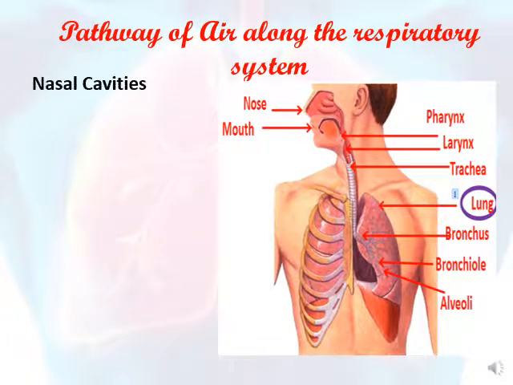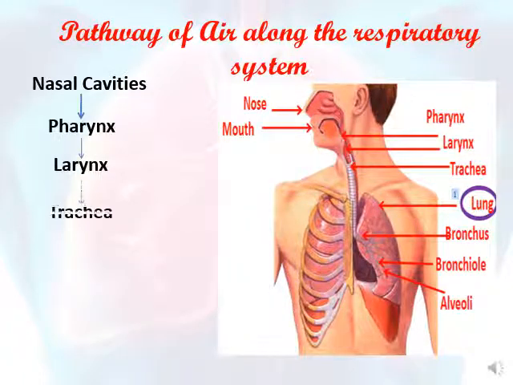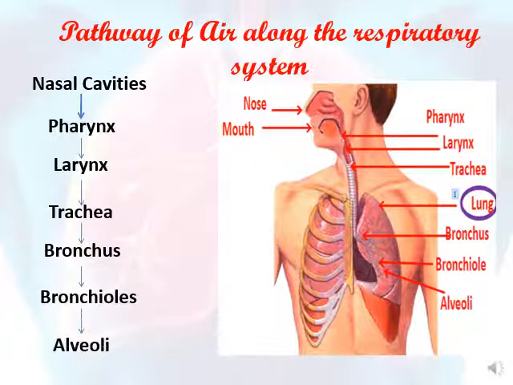Now let's move to the pathway of the air along the respiratory system. To start, we have the nasal cavities at the level of the nose. Then we have the pharynx, the larynx, the trachea, the bronchus, the bronchioles, and finally the alveoli. So we have step number 1, the nasal cavities. Then the air is going to move to the pharynx, then to the larynx, to the trachea, to the bronchus, to the bronchioles, and then to the alveoli.